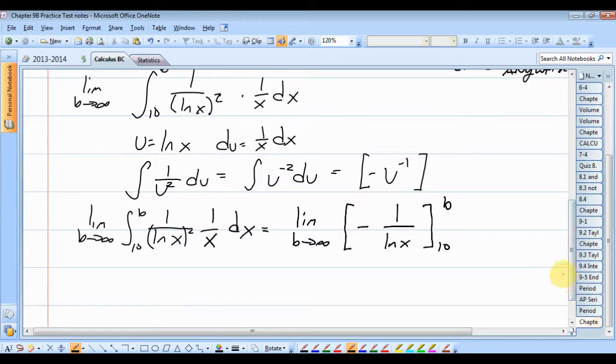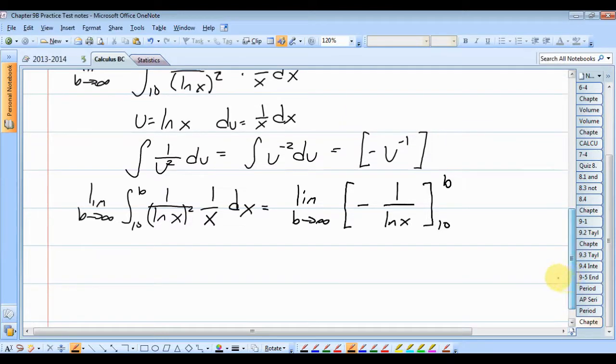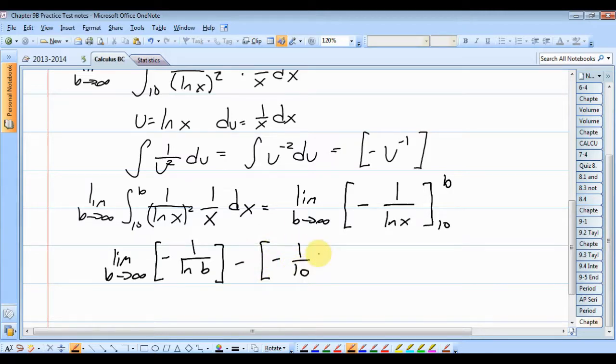Questions on the integral? Antiderivative. Great. Let's plug in. This becomes the limit as b approaches infinity of negative 1 over natural log b minus negative 1 over 10. Why is it 10 and not natural log of 10? You're right, it should be natural log of 10. Good work.